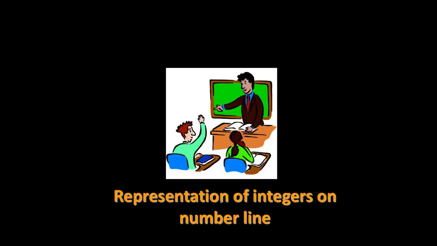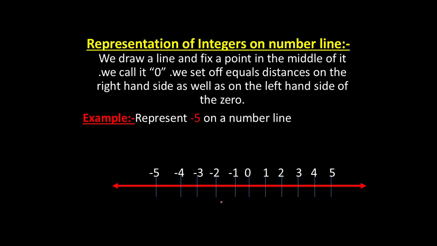Next, representation of integers on the number line. Now let's see the representation of integers on a number line. Firstly, we draw a line and fix a point in the middle of it. We call it 0. We set off equal distances on the right-hand side as well as on the left-hand side of 0.